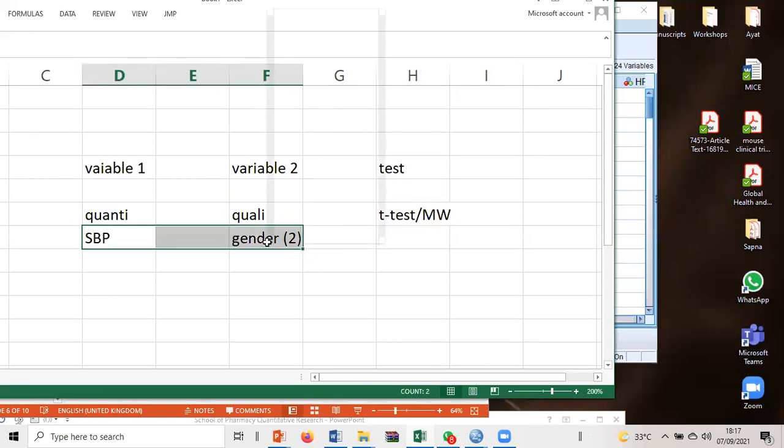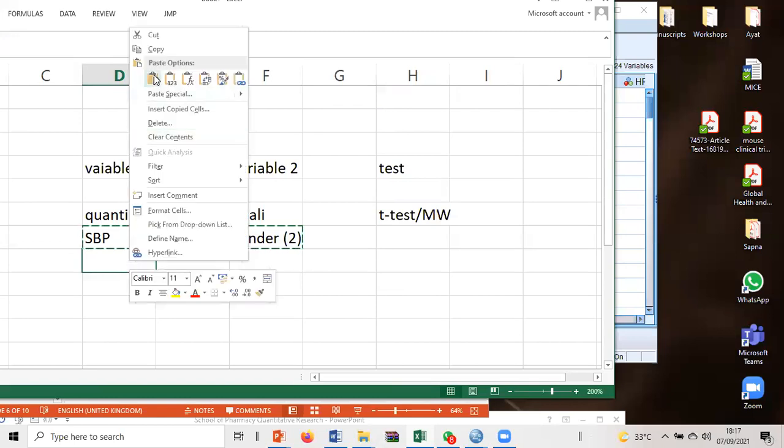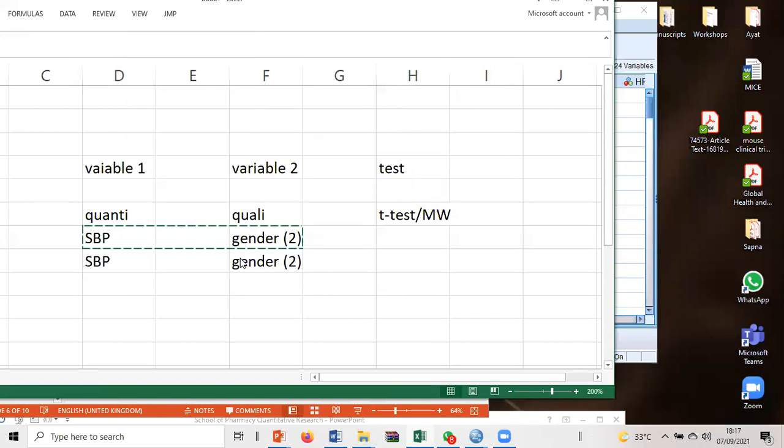So what if, again, one's quantitative, the other one's qualitative, but here, like physical activity, more than two levels? Then what test? ANOVA, or Kruskal-Wallis test, non-parametric.